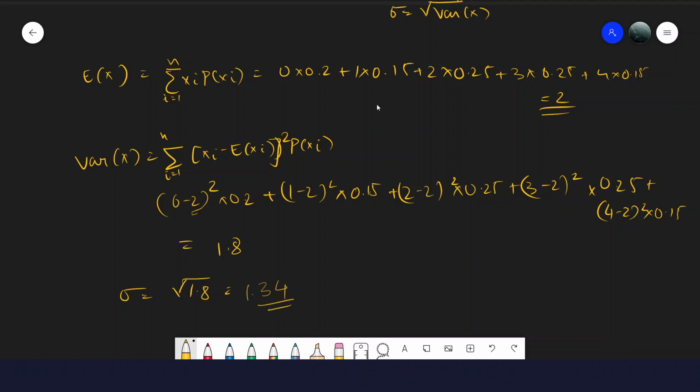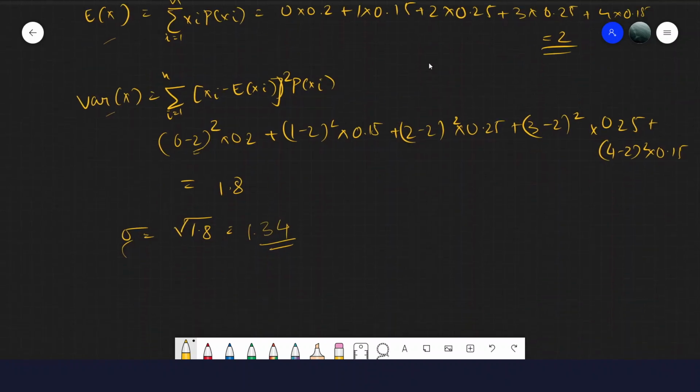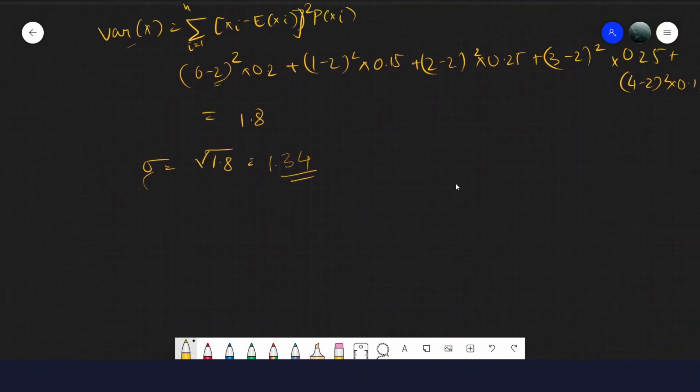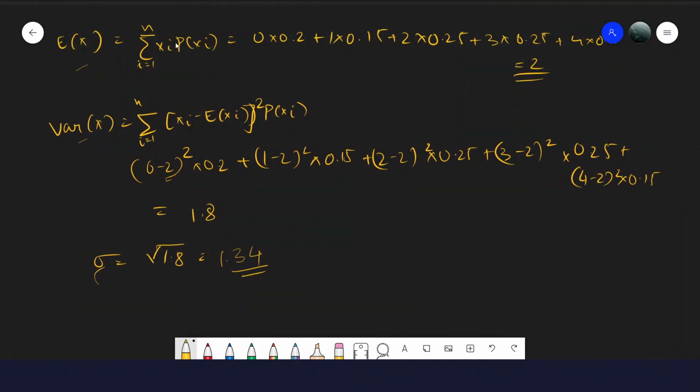Okay, so that's what I've done. Expected value is nothing but the mean, but for distributions, and the variance, and this is the standard deviation. It's very similar to the normal formula that you know for mean and standard deviation. And why do I multiply it with the probability value over here?